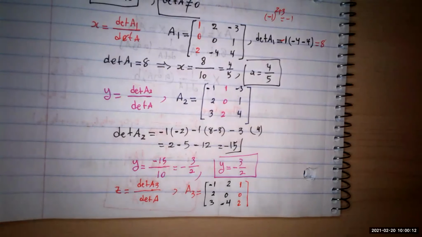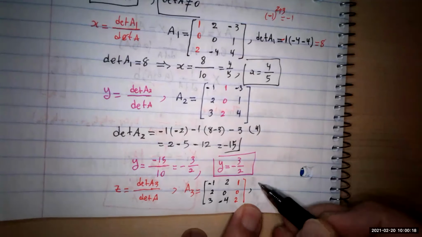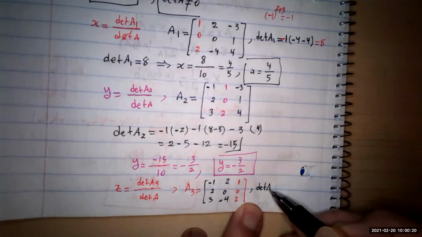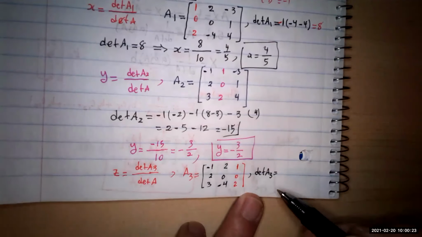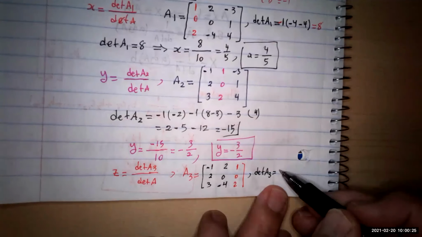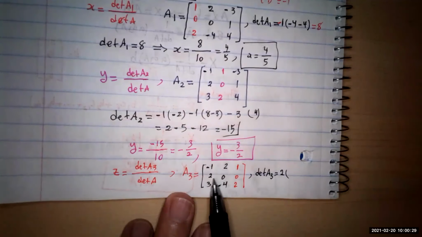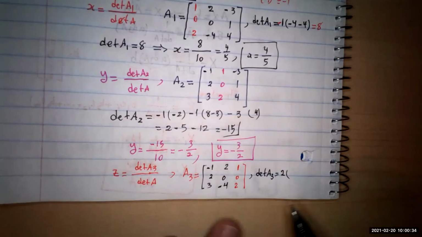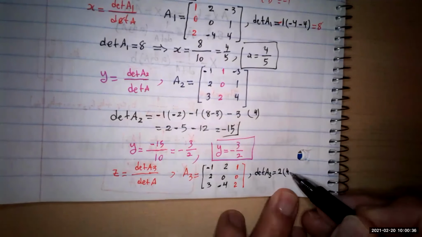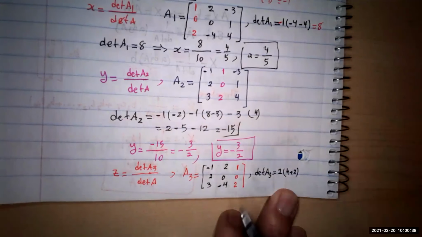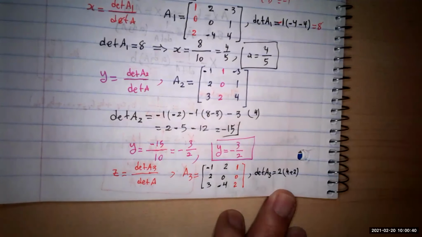Okay, we find the determinant of A3, which is easy because the second row is lots of zeros. So the determinant of A3, just using the second row, gives you two times, eliminating the first column and the second row. That gives you 2 times 2, 4 plus 2. Okay, 4 plus 2, that gives you 6, 8.